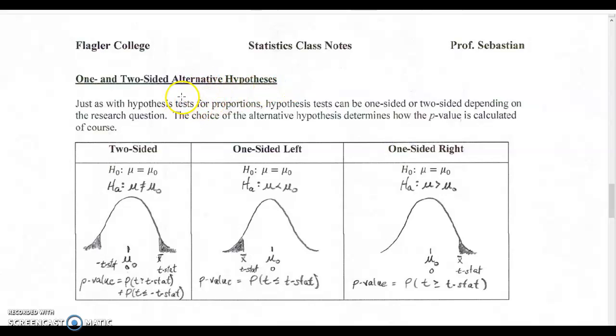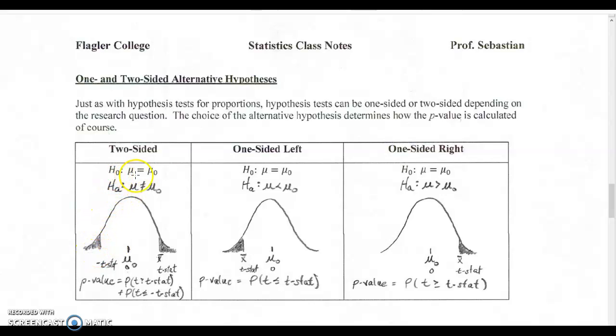And I just wanted to remind you that we have one- and two-sided alternative hypotheses and what the p-value is in these situations. Just as with hypothesis tests for proportions, hypothesis tests for means can be one-sided or two-sided depending on the research question. So the choice of the alternative hypothesis determines how the p-value is calculated, of course. Now again, we're not pulling from the normal distribution, although they look very normal. There's more area in the tails, though, than the normal distribution has.